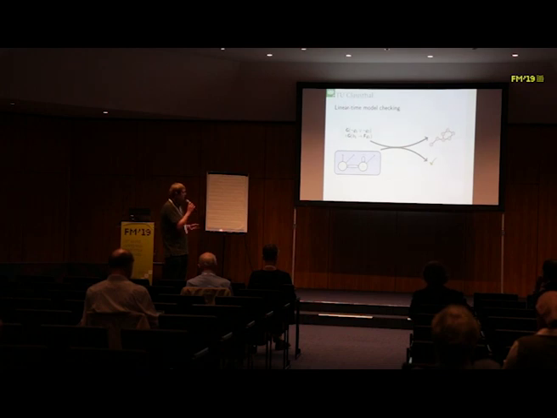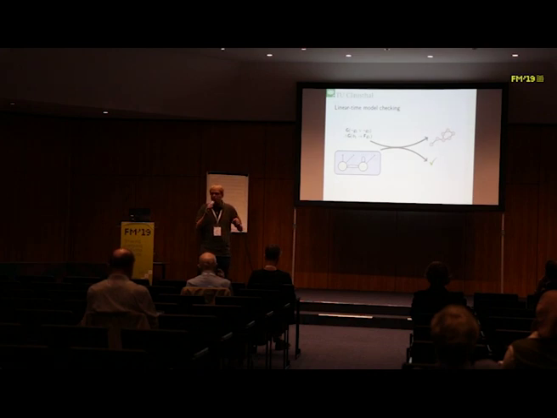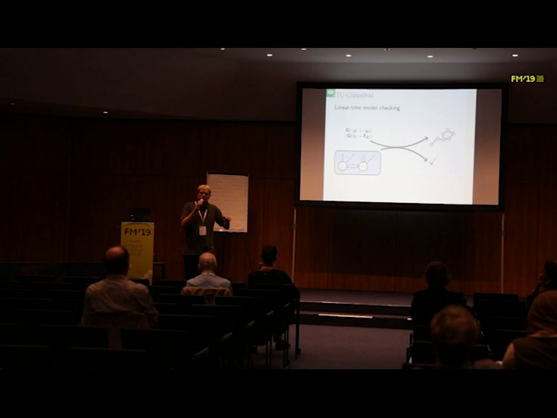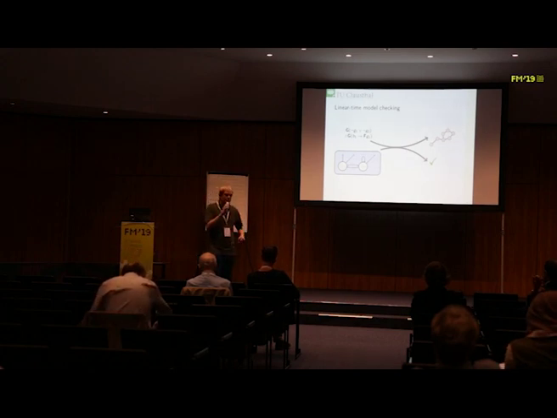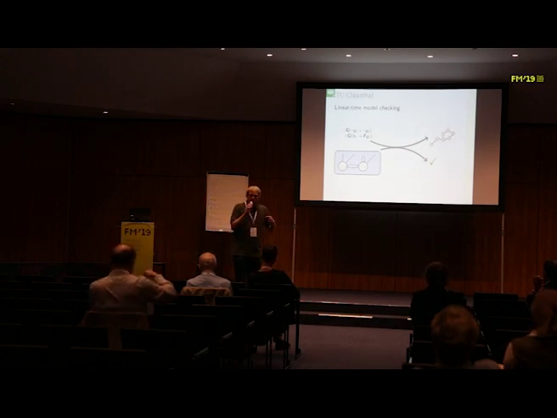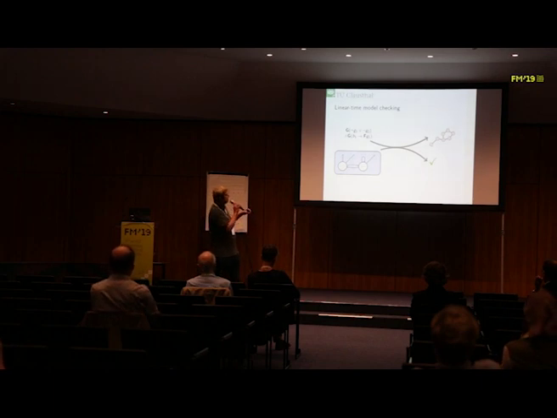So a lasso has two parts. It consists of a so-called handle, which tells you how to get the system into a state that can be visited repeatedly, and from which there's a so-called lasso cycle that tells you how the system can evolve for an unbounded duration, such that this lasso together shows you that the specification is not always fulfilled.